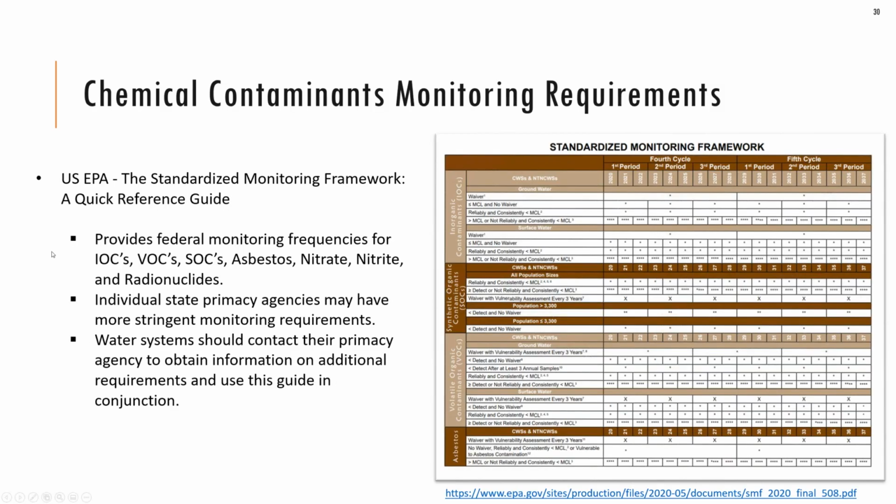EPA has this standardized monitoring framework quick reference guide, which is a 3-page fact sheet that provides the monitoring requirements for these individual contaminant groups, along with asbestos, nitrite, and radionuclides. At first, it might be hard to read, but it's actually not that hard. Each row is separated by the contaminant group, and within those rows, it's further separated depending on the source water type or the number of customers served.